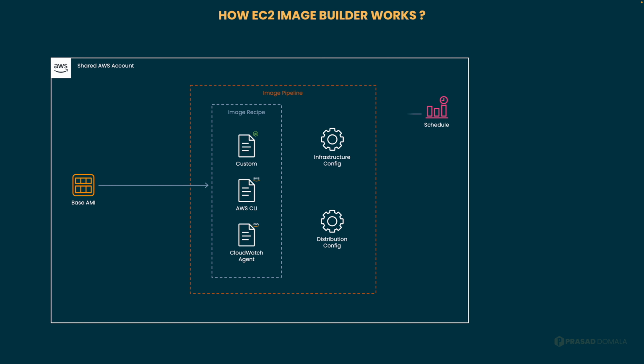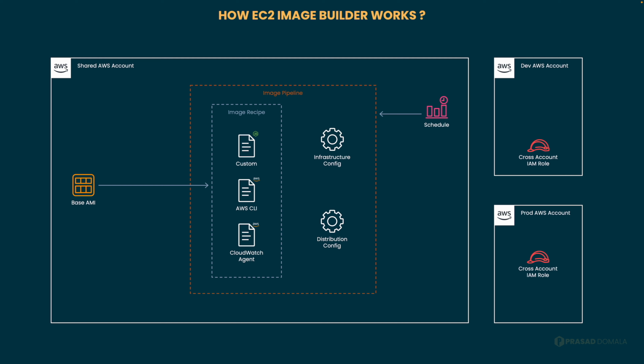Along with these, we also have a schedule for the image pipeline, which is a cron expression using which you can automatically build and distribute images on schedule. And finally, we have an optional IAM role called EC2 Image Builder Distribution Cross-Account role, which, as the name suggests, is required if you want to distribute the image to other AWS accounts.